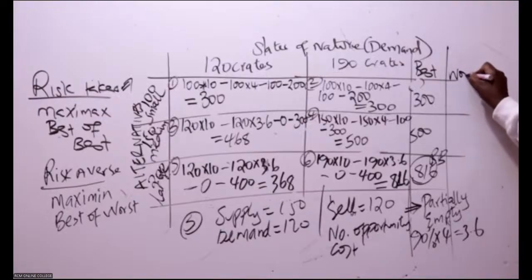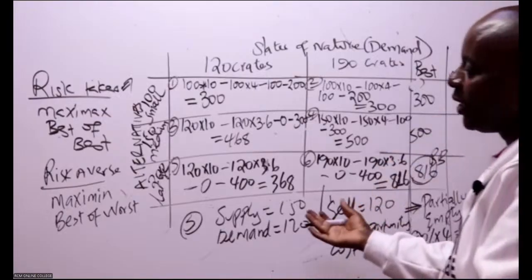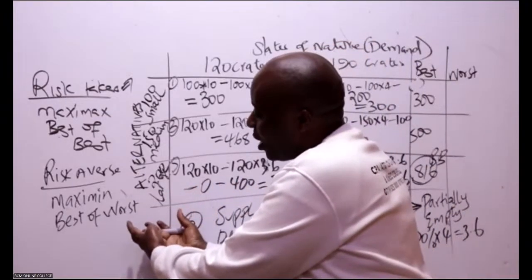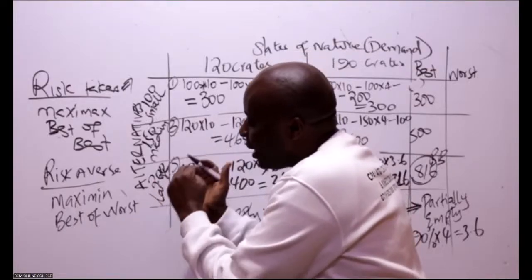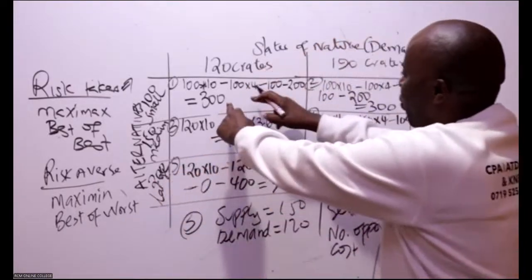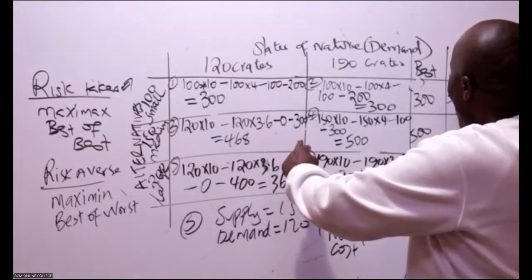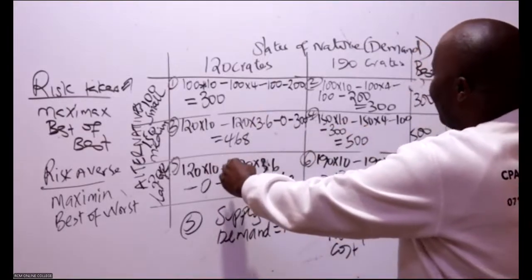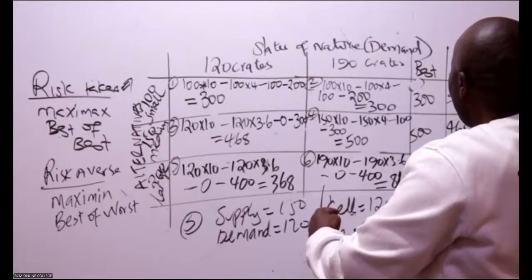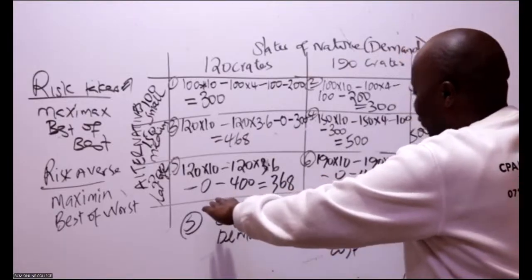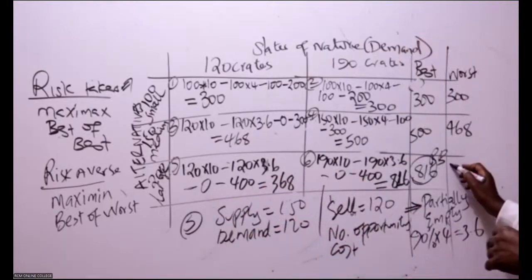So in this case here, we start with the second part, worst. To them, things don't work out very well. So you advise them on the basis of the worst scenarios. The worst for small is 300. The worst for medium is 468. And then the very worst, in this case for large, is 368.